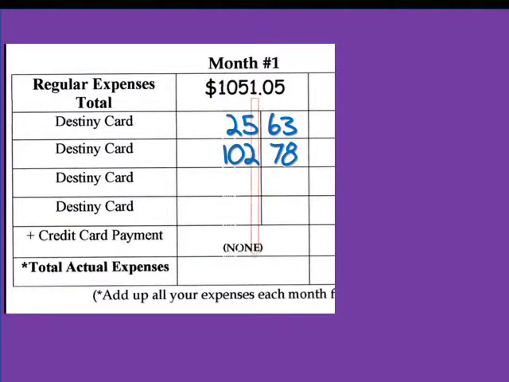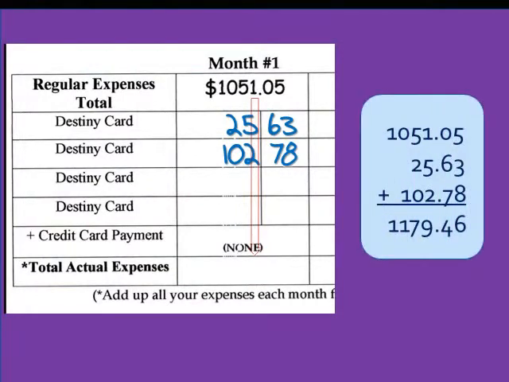The $1,051.05 is all our normal, typical expenses that we expect, all rolled into one amount. We're going to add our unknown amounts, and we're going to come up with a total. So we have our $1,051.05, add in our $25.63, our $102.78, and that gives us a grand total of actual expenses of $1,179.46 for the month.